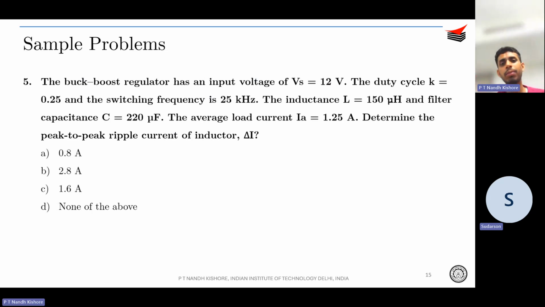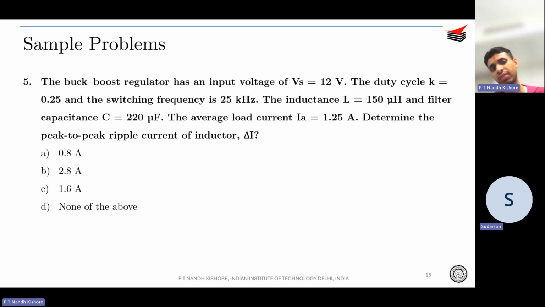So we saw boost and now buck boost. The buck boost regulator has an input voltage of Vs equal to 12 volts. The duty cycle k is equal to 0.25 and the switching frequency is 25 kilohertz. Inductance L is equal to 150 microhenries and filter capacitance is 220 microfarad. The average load current IA is 1.25 amperes. Determine the peak to peak ripple current of the inductor, delta I.